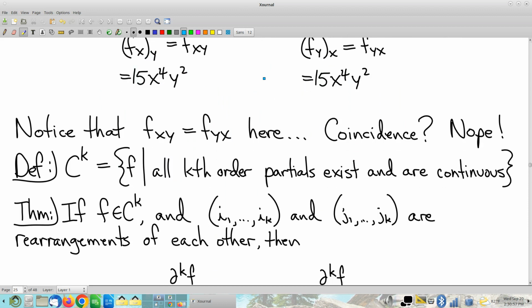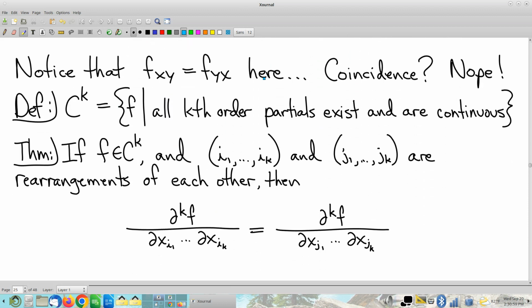There is a condition that has to be checked if you want this to work. The condition, to get the conclusion that we want, where we always get the same value no matter how you rearrange the partials. And by the way, don't get lost in the notation down here. This is just notation to represent that I'm going to do my partials in a different order on the right versus the left. It's just talking about rearranging partials.